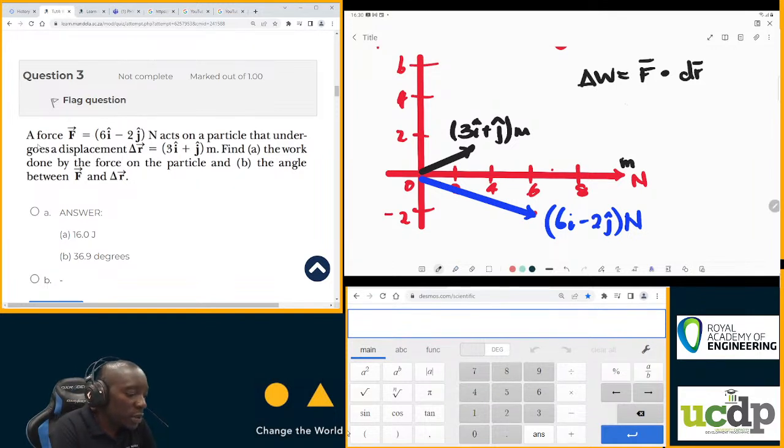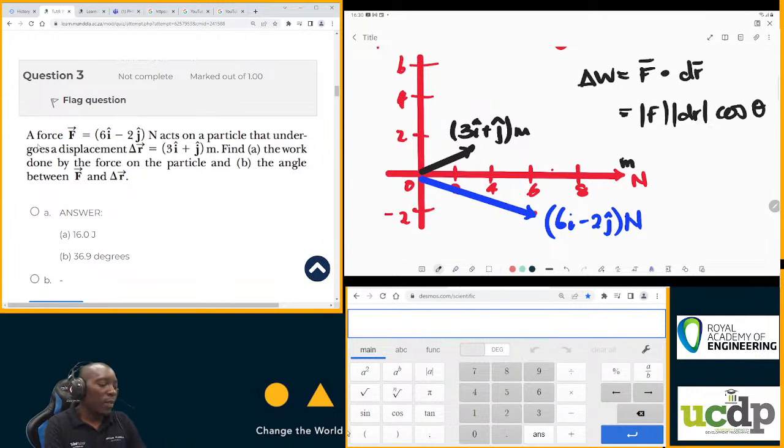Okay, so F dot dr means that's where we get magnitude of F and magnitude of dr cos theta, cos the angle between them. In other words, it is the component of the force along the direction of r, which does the work. So it is that component multiplied by dr.